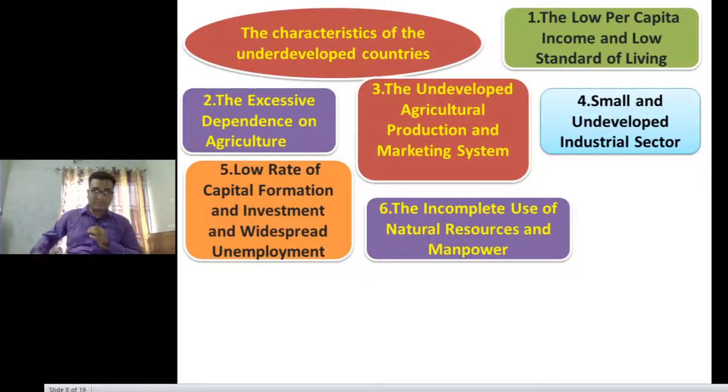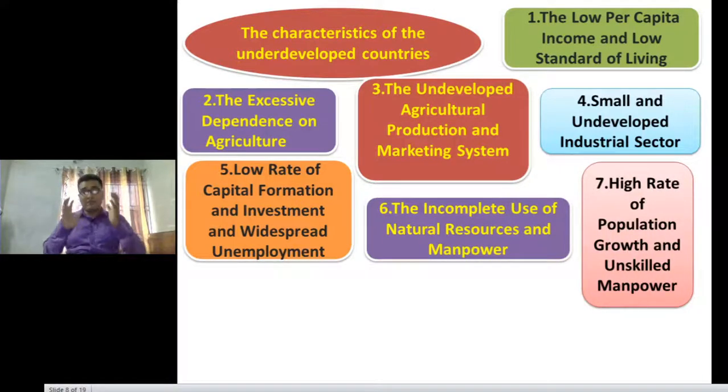Now I'm going to discuss the next characteristic, that is the high rate of population growth and unskilled manpower. Dear students, in this type of countries we can see a high rate of population growth, and again, the population is counted as one of the national problems in this type of countries.